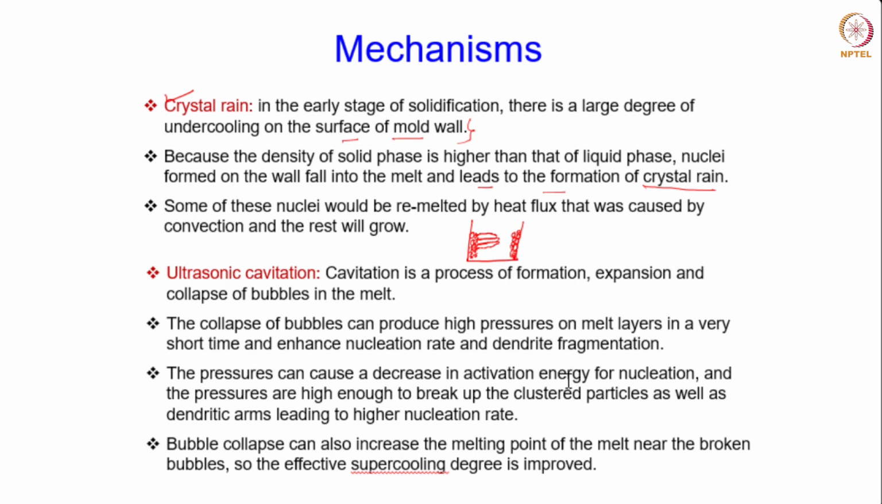Then we talked about two more methods of creating vibration in the melt. One is ultrasonication, which leads to cavitation, and this cavitation creates conditions in the melt which are conducive for grain refinement. For example, it leads to breakage of the dendrite arms, providing more nuclei, or decreases the activation energy for nucleation, leading to a high nucleation rate. So all these are good for grain refinement.